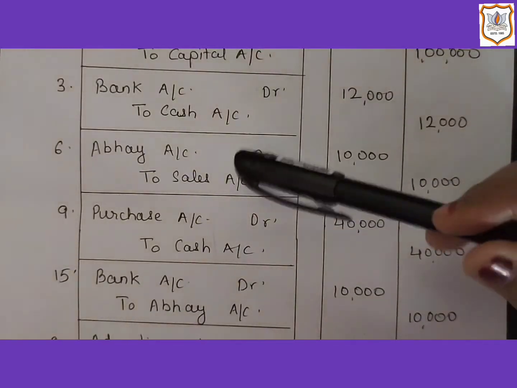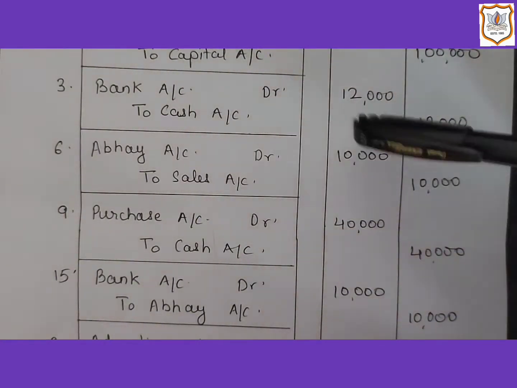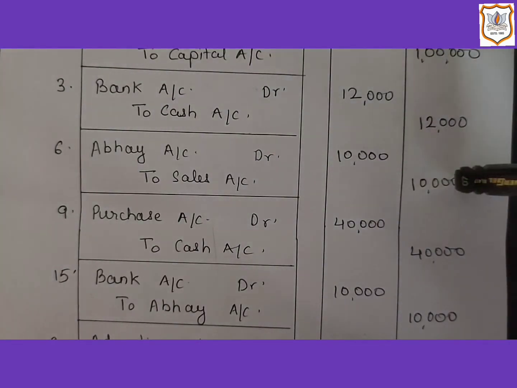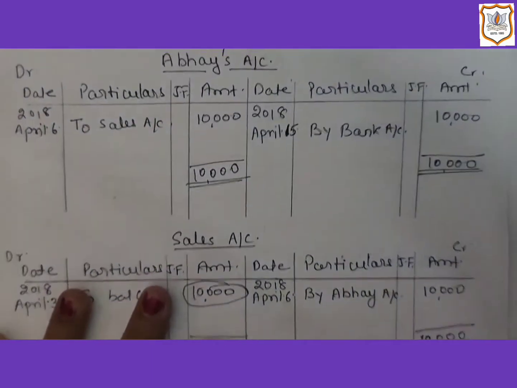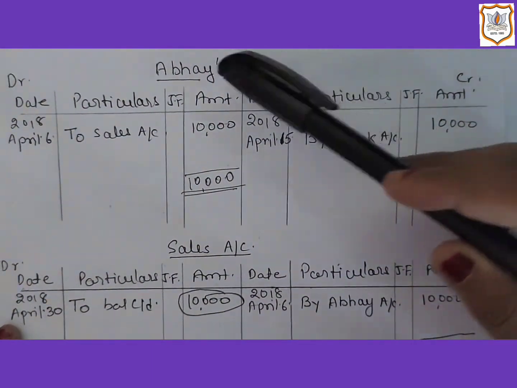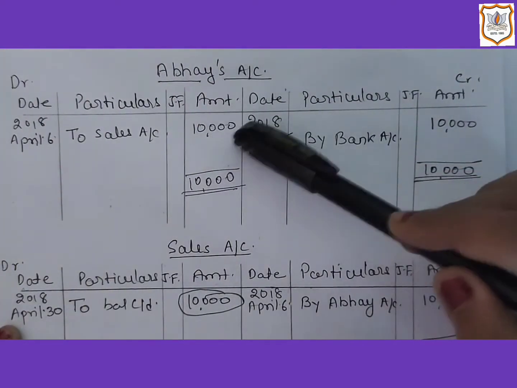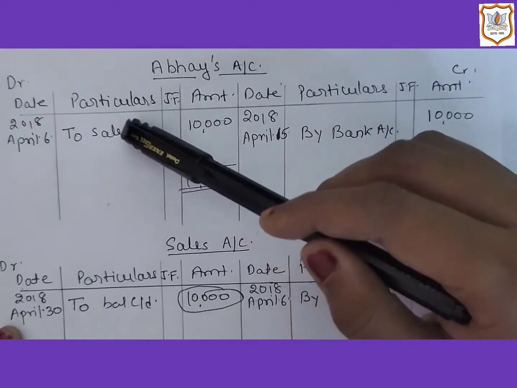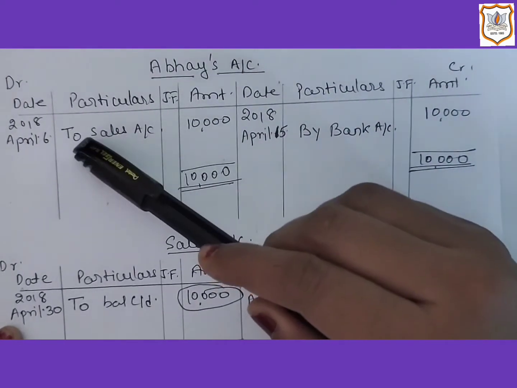Now date number 6. Here Abhay's account is debited by rupees 10,000 and the sales account is credited by rupees 10,000. Now let us see the posting here. As in the entry, Abhay's account is debited by rupees 10,000, so in Abhay's account, we will record the amount on the debit side, that is 10,000. And in the particular column, we will write the name of the account having an opposite effect, and that is sales.